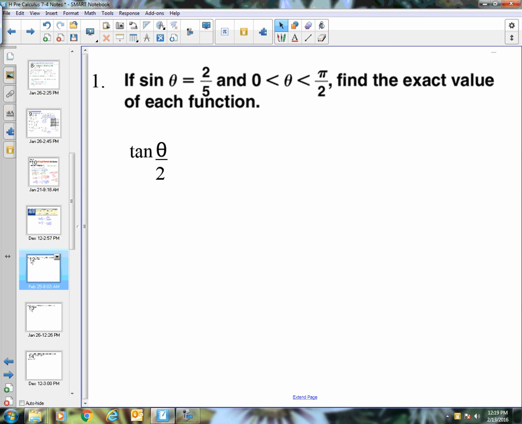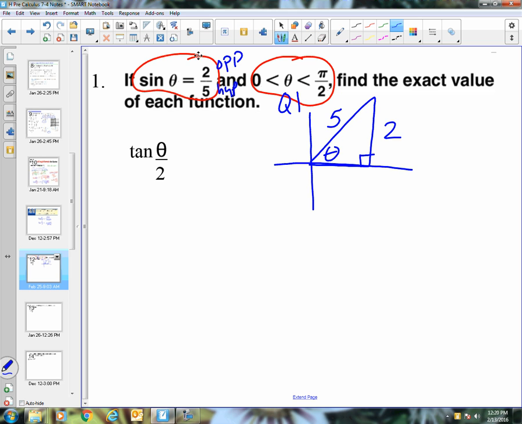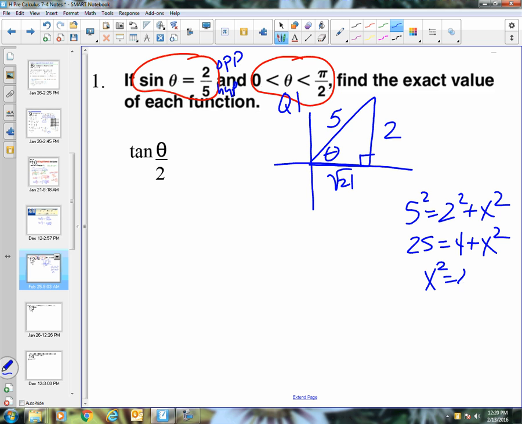So this triangle should look familiar to you. This is the same exact information that we were using in the half angle or the double angle formulas. We have a quadrant 1 angle, theta. So I'll go ahead and draw myself a quadrant 1 angle theta, where the sine, which is opposite over hypotenuse, is 2 over 5. And if you look back, I believe it was square root of 21, right? We would have 5 squared equals 2 squared plus x squared. So 25 equals 4 plus x squared. And it looks like 21.